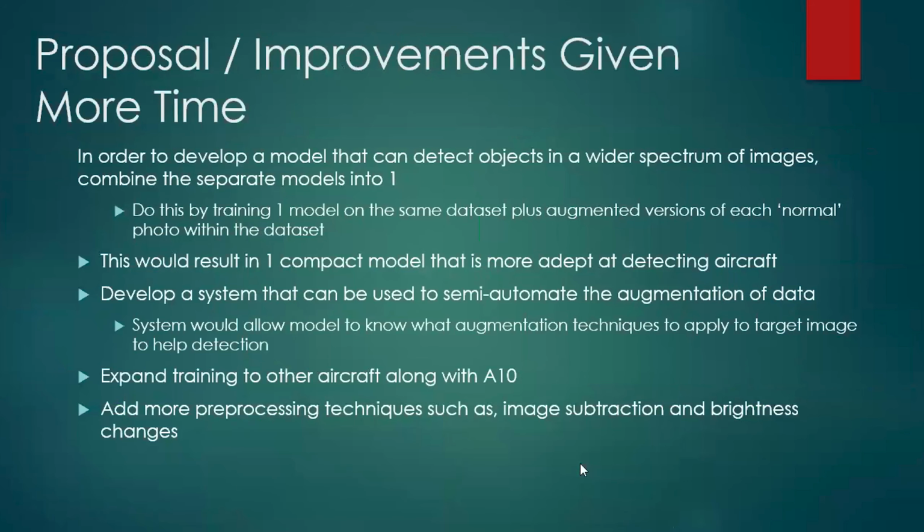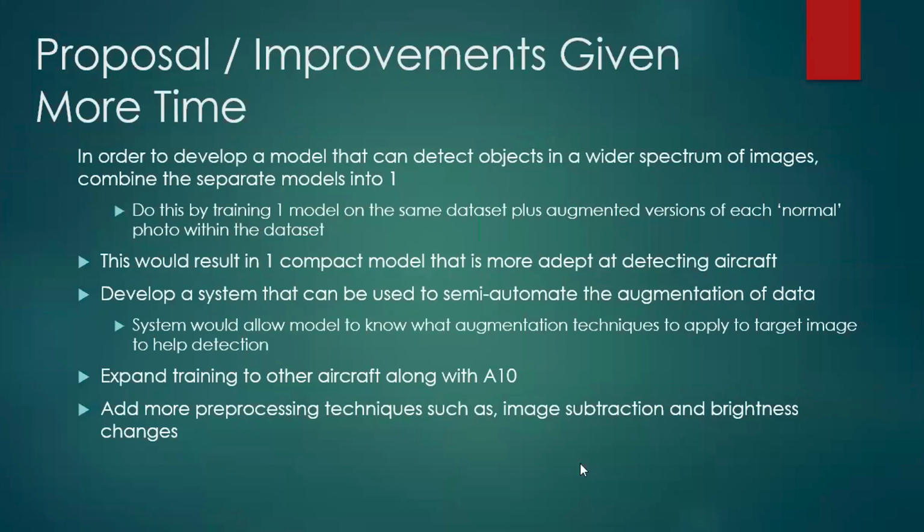So proposals or improvements I would try to accomplish given more time. In order to develop a model that can detect objects in a wider spectrum of images, I would combine the separate models into one. This will be done by training one model on the same data set plus augmented versions of each normal photo within the data set. This will result in one compact model that is more adept at detecting aircraft.